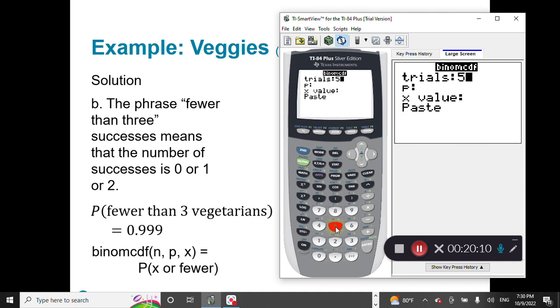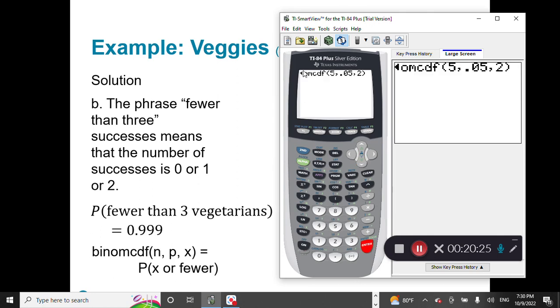We have 5 people being chosen at random. The probability of success is still 0.05. Here, the maximum X value would be 2. So we want at most 2 vegetarians. And when we go down to paste, it'll put that in the correct format. And when we hit enter, we see that we get a very high probability of 0.999 if we round to 3 decimal places.